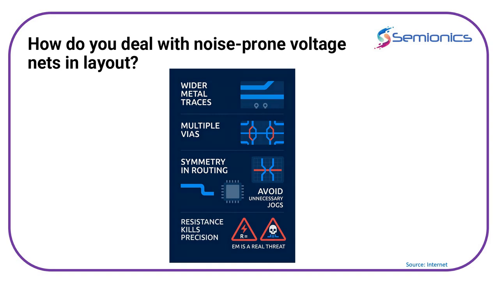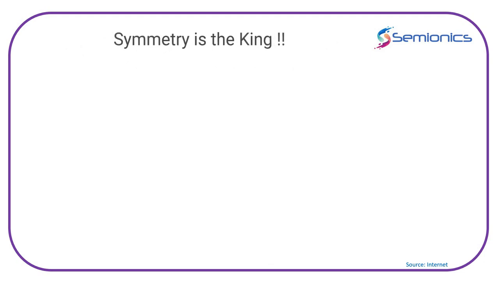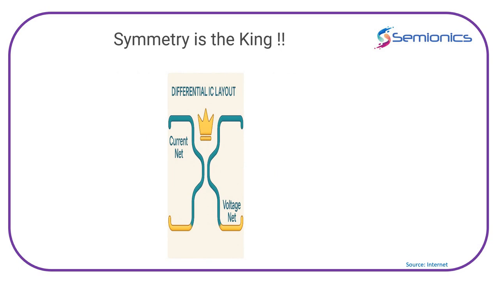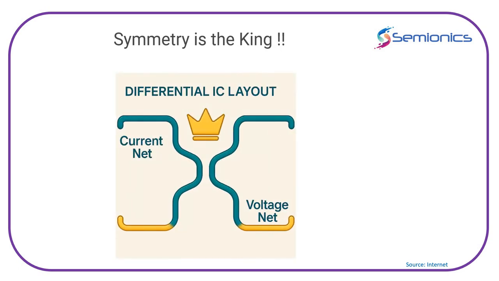What about differential circuits? How do nets behave there? Well, in differential design, symmetry is king. Both current and voltage nets must be laid out in a way that's matched and perfectly balanced, because any mismatch, even a small one, can impact CMRR, offset, and yes, even your gain. So remember, in differential layouts, symmetry isn't just nice to have. It's non-negotiable.